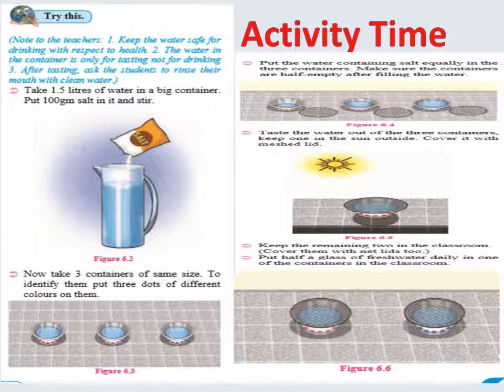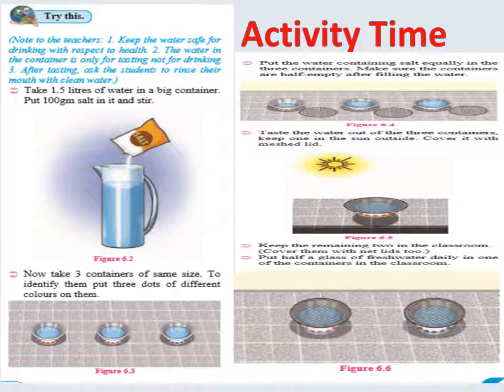Next, taste the water out of the 3 containers. Keep one in the sun outside. Cover it with a mesh lid. Now children, out of the 3, keep one outside. Now children, you can do this activity. Very simple it is. Just keep one container out and cover it with a mesh lid. You can take any lid in which the sun rays can go inside.